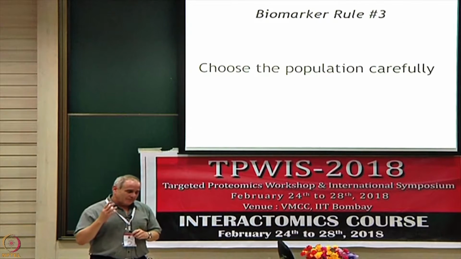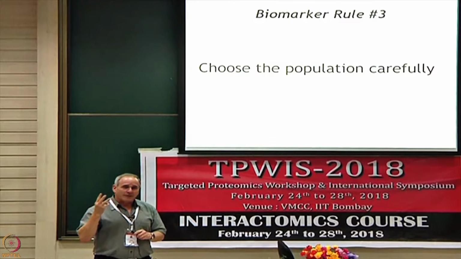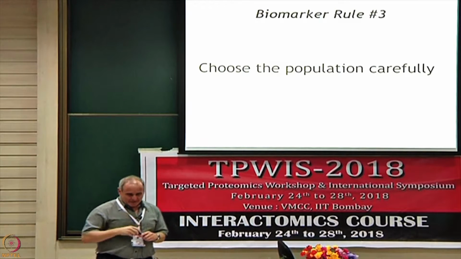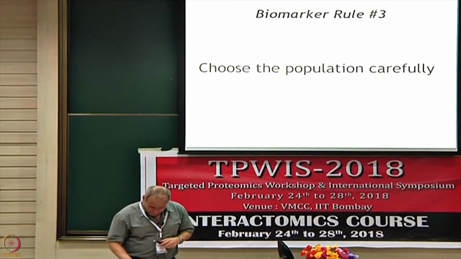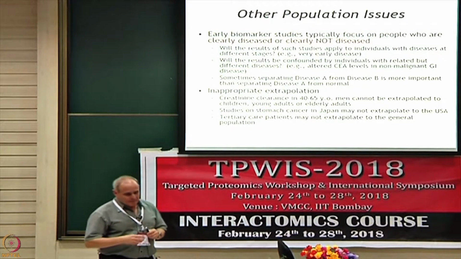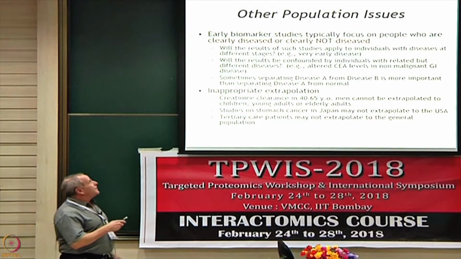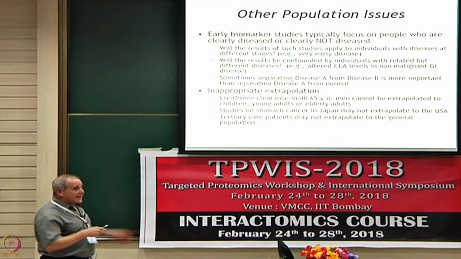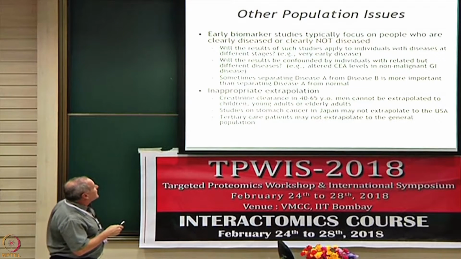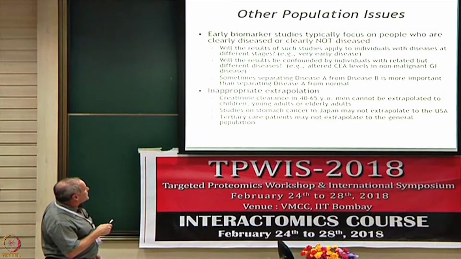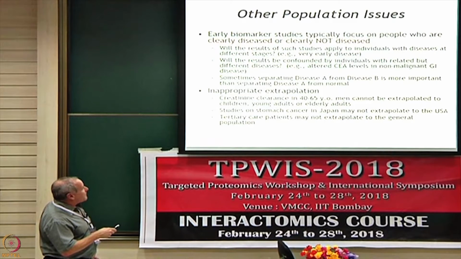Okay, so rule number 3, choose your population carefully. All right, so if you're going to do an early biomarker study, then make sure you pick people who have early stage disease, because that's when you want to detect the disease. Will the test apply to people with different stages of disease? It could be confounded by people with different diseases, maybe they have other things that could alter their CEA levels or have non-malignant GI disease.